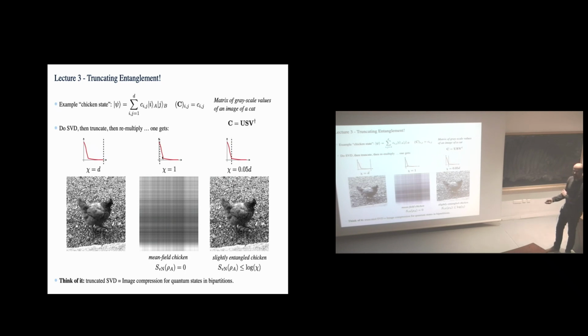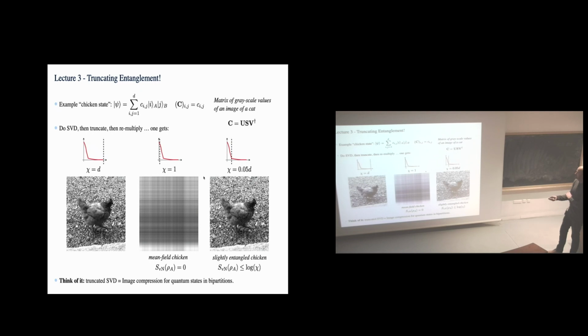And here you see, if I really only take the first singular value, the largest one, this is kind of your mean field approach, where you make a product state assumption. Then you reconstruct the picture, and all of the information is gone. It's completely lost. You cannot see anything, well, maybe a little bit of the color distribution.